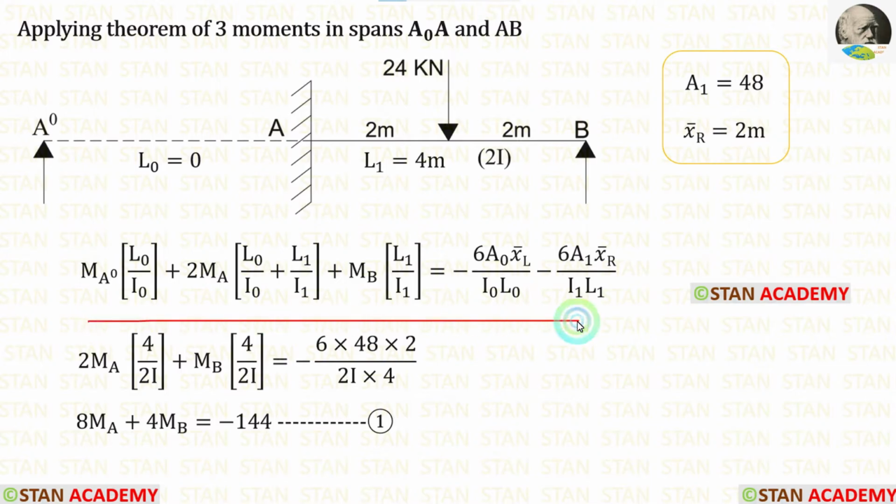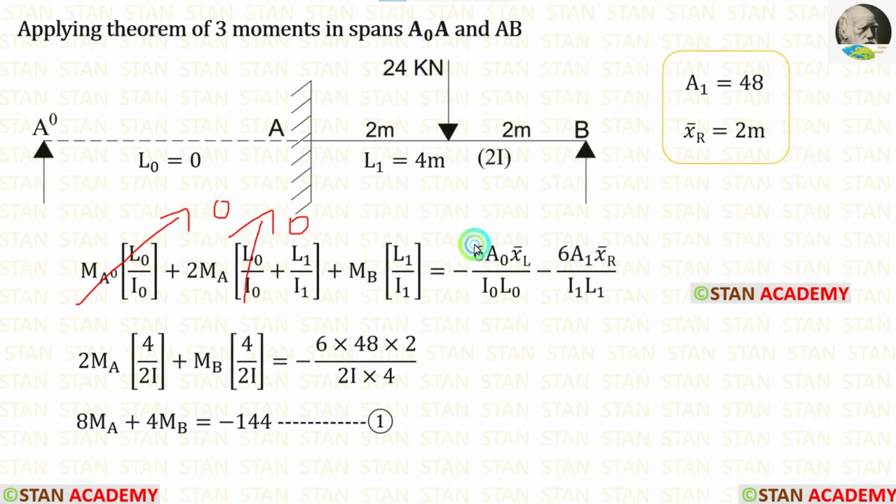In this equation, let us apply the values. This term will be 0. L0 upon I0 will be 0. Also, this term will be 0 because these are for imaginary span. L1 is equal to 4 meter and I1 is equal to 2I. Also, let us apply the value of A1 and X bar right. 2I is common on both the sides. So let us take 2I outside and eliminate on both of the sides. After simplifying, we are getting the first equation.